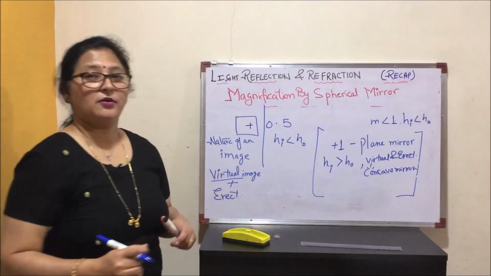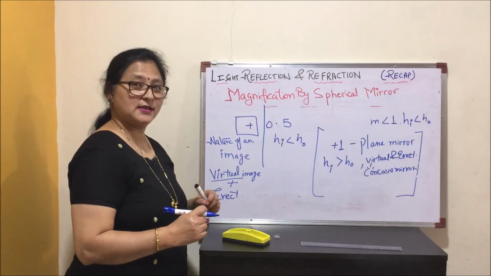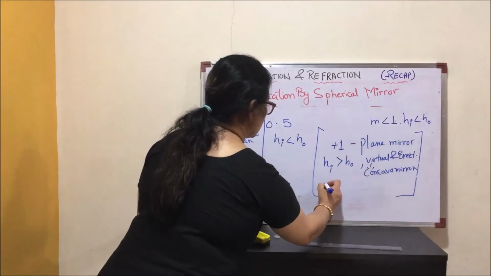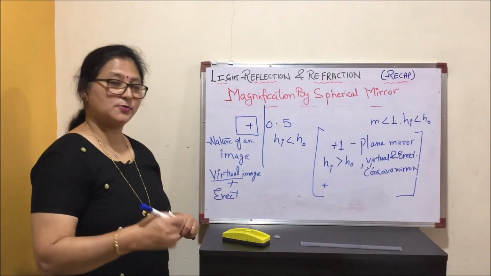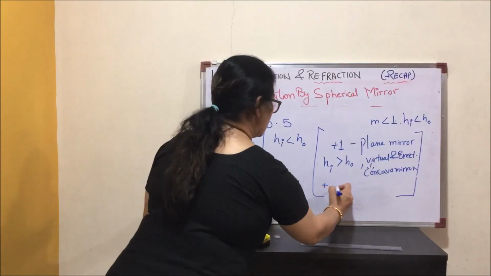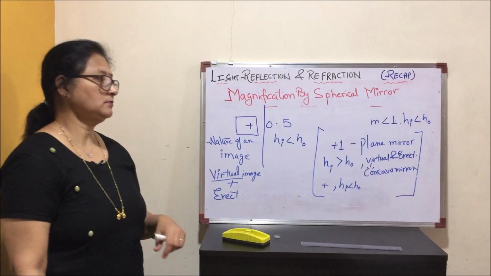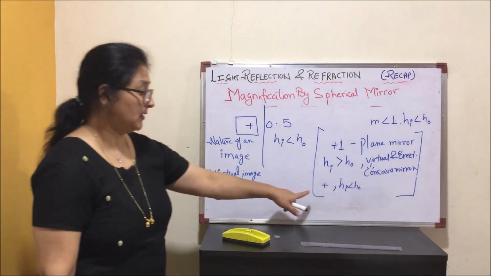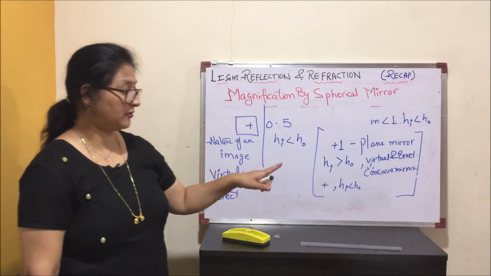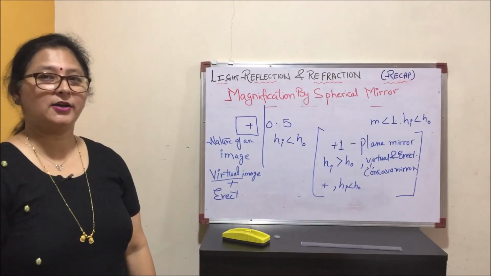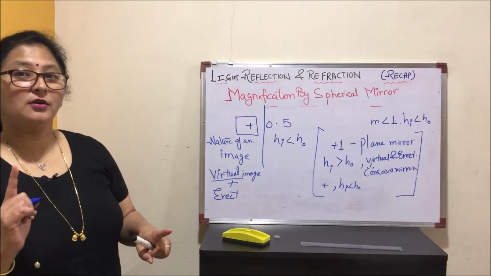And what happens when the image is virtual? Image is virtual, that is, image is positive, but the height is always small. Height of an image is always smaller than the height of an object. Here the image is virtual, that is positive I have put, and the height of the image is always smaller than the height of an object. So in this case, what should be the mirror? So the mirror is a convex mirror.